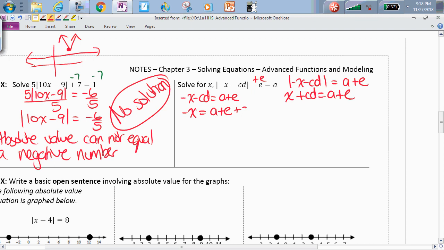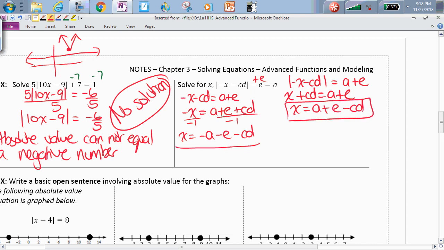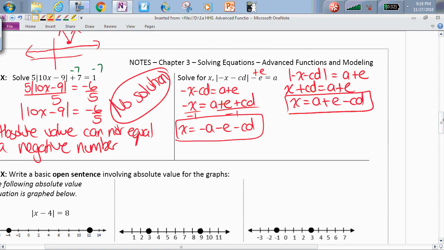x. So we're going to add this over. And then we're going to divide everything by negative 1. So x equals negative a minus b minus cd. And here all we have to do is move over the cd, we're going to subtract it, so a plus e minus cd. And these are our crazy two answers.